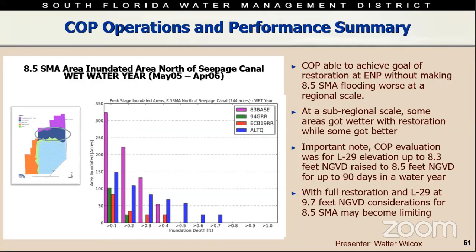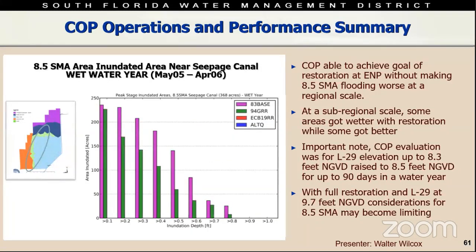And so just looking into the future, even if we're okay in the short term with the COP operations, it's probably prudent for us in a forum like this to think about how we move forward and continue to find that balance between maintaining flood protection in the 8.5 square mile area in the presence of these restoration flows, which are going to continue to increase stages outside of the 8.5 square mile area.